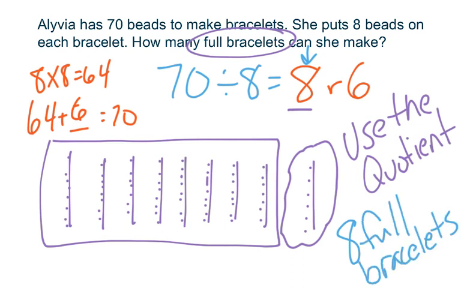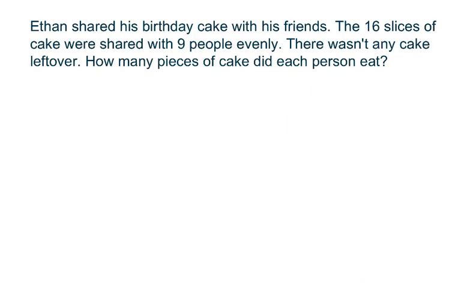All right, let's take a look. We have 2 more problems to do. Our next problem says Ethan shares his birthday cake with his friends. The 16 slices of cake were shared with 9 people evenly. There wasn't any cake left over. How many pieces of cake did each person eat? Go ahead and solve this problem.